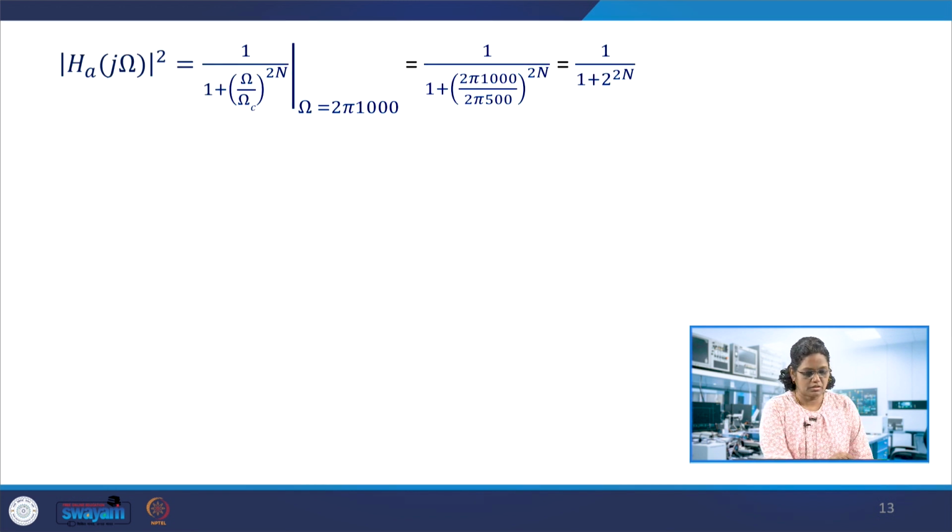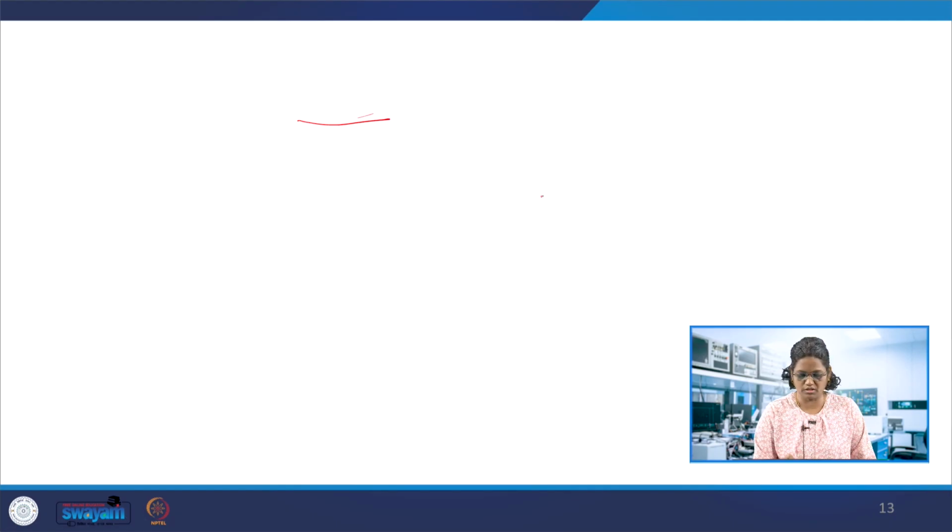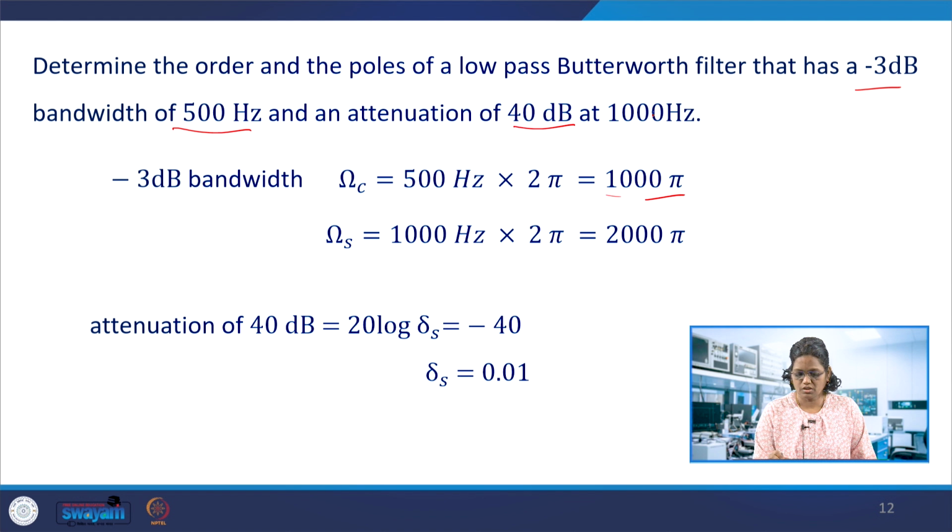So the magnitude square, if you calculate that from the magnitude response, is 1 by 1 plus omega by omega c whole power 2n. The square root is taken off when you square it. Then what is the value of this required at 2 pi 1000? That is what is given in the specification, which is at 1000 hertz it is going to be 40 dB.